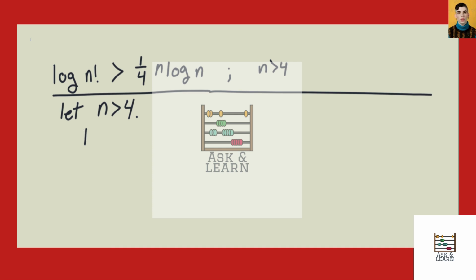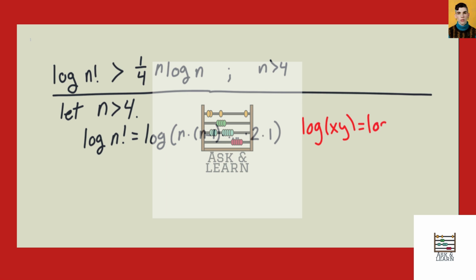All right, then we know that the log of n factorial is equal to the log of n times n minus 1 times n minus 2 all the way down to 2 times 1, right? By definition of factorial. We're going to use the fact that the log of a product is equal to the sum of the log of each of those independently, right? So log of x times y is the log of x plus the log of y.